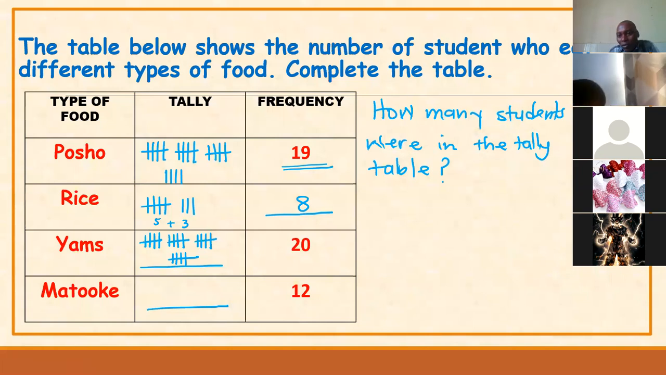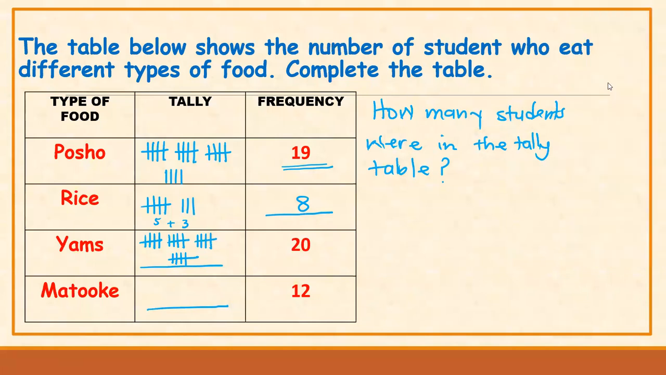Marine is asking a question. Let me see if time can allow me answer that question. Okay, Ankunda, unmute yourself. Ankunda, yes. Teacher, I'm confused on how you got the tallies and the frequency for rice.